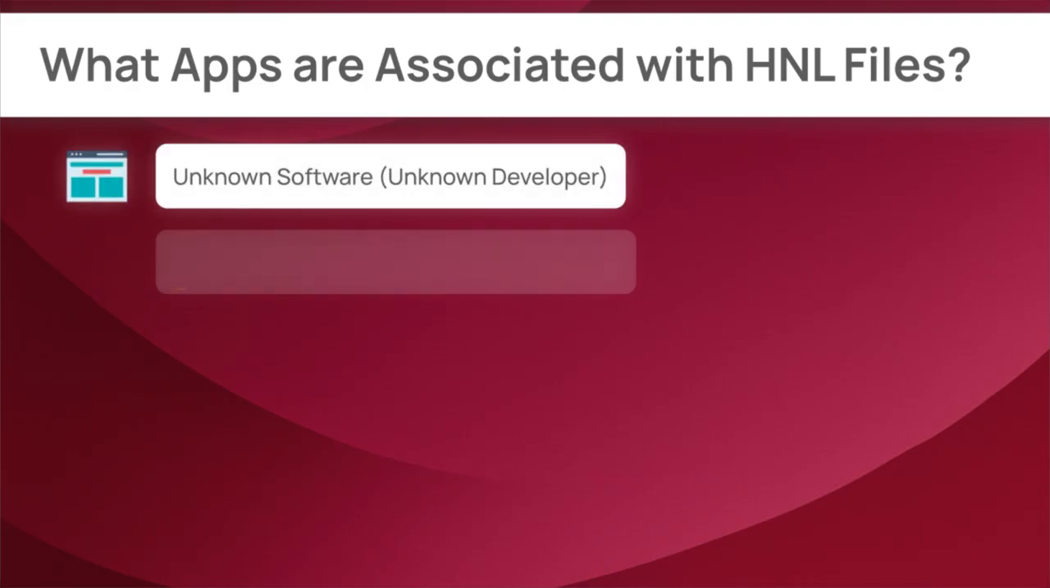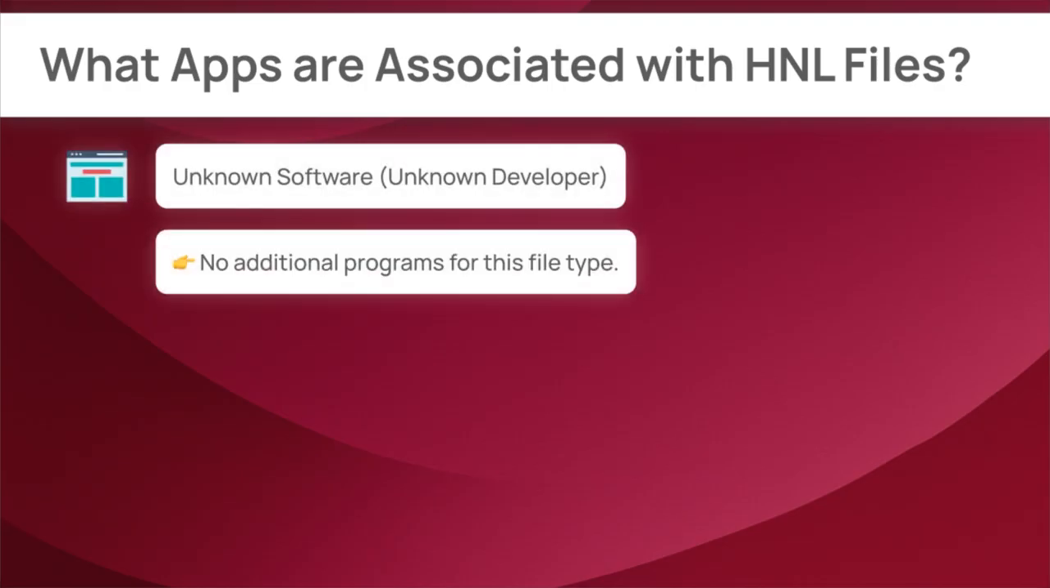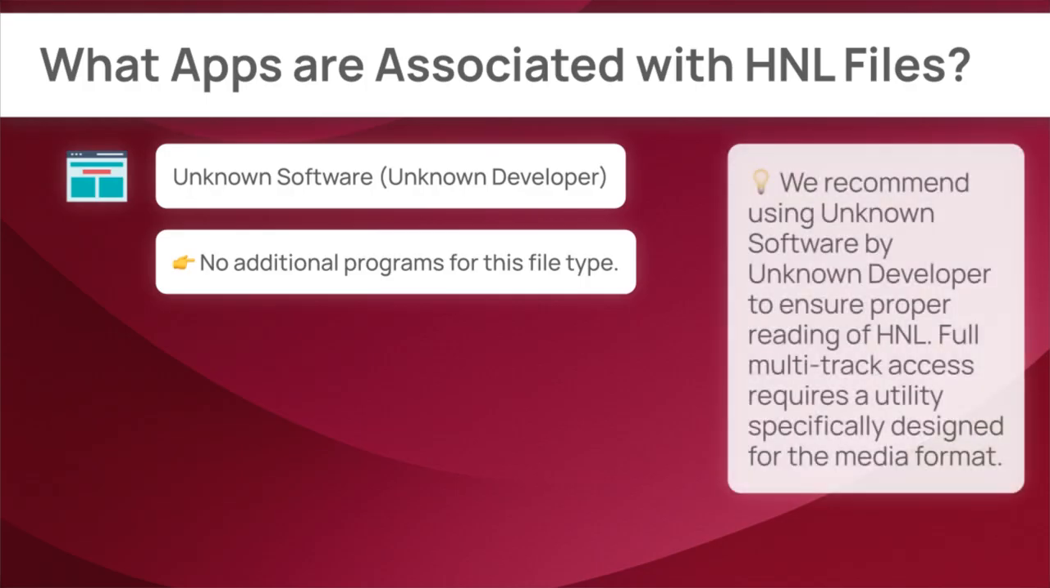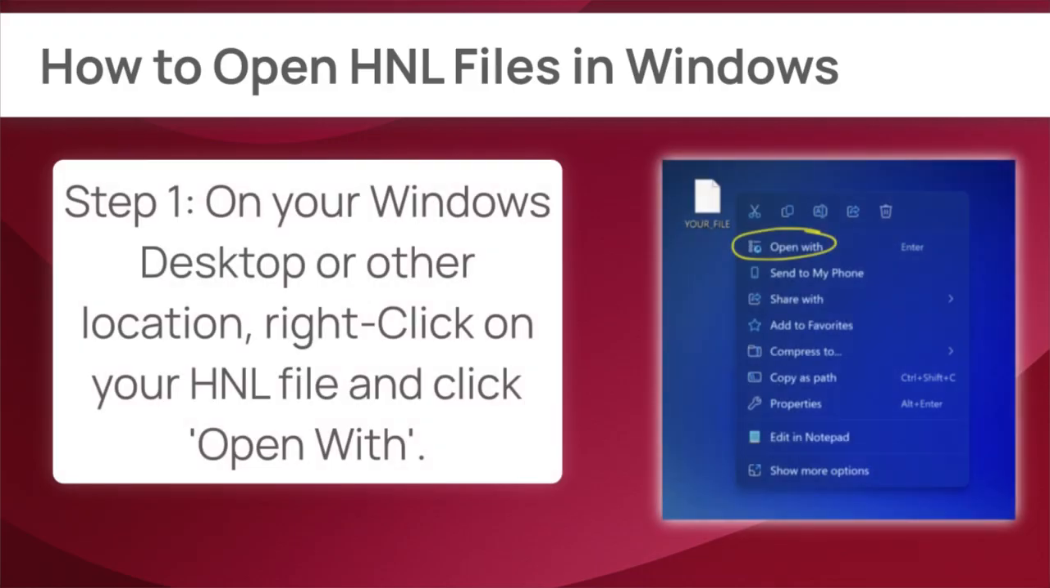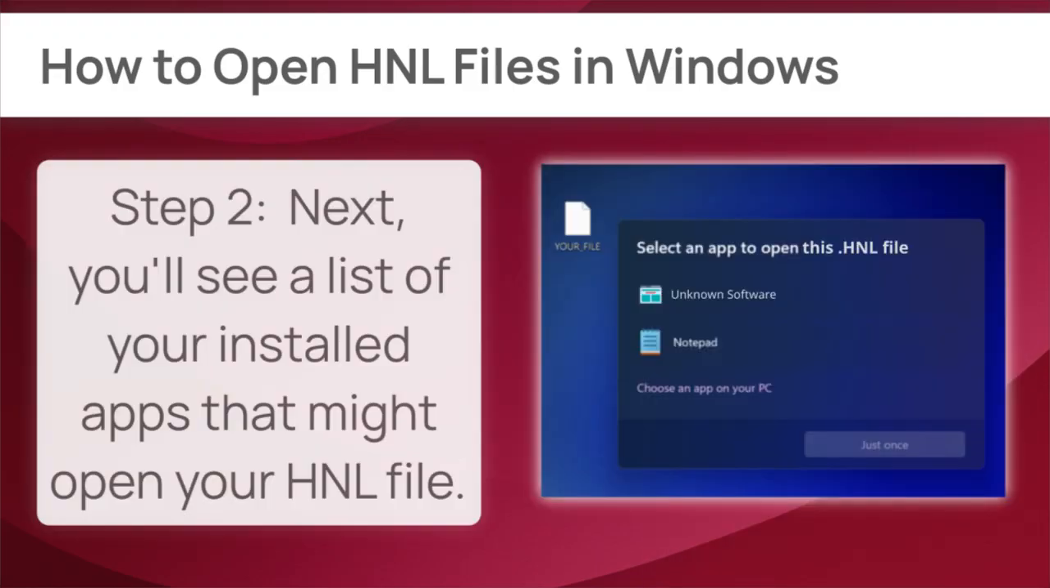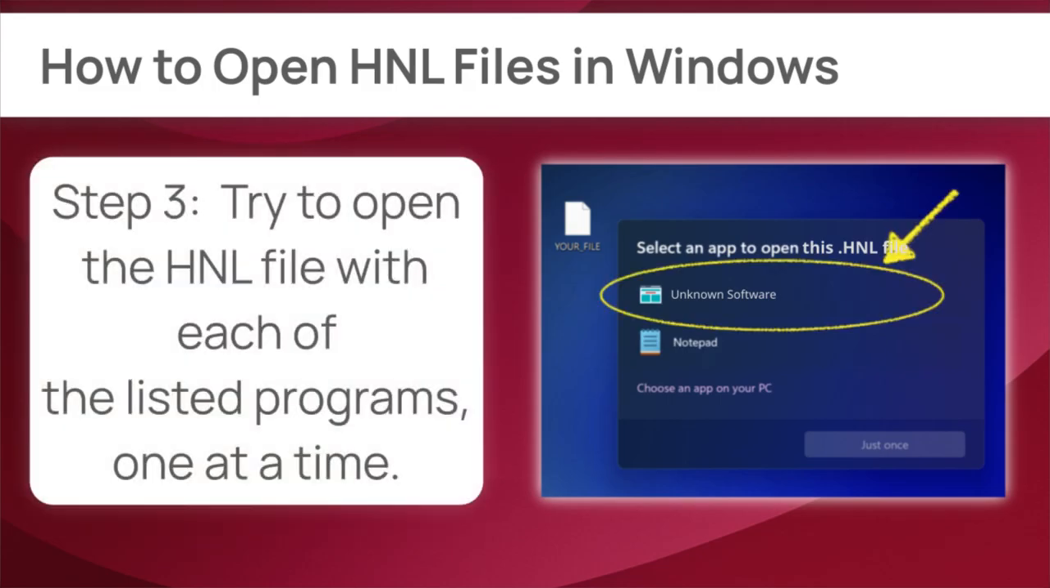The best utility for reliable viewing of HNL is known to be unknown software by unknown developer. Full multi-track access requires a utility specifically designed for the media format. Windows shows only basic file facts, so deeper investigation requires the correct program. To unlock the specific file type, right-click your HNL file and select Open With. If unknown software is available, use that first. If it's missing, choose another program. We are looking for the software that recognizes the header.